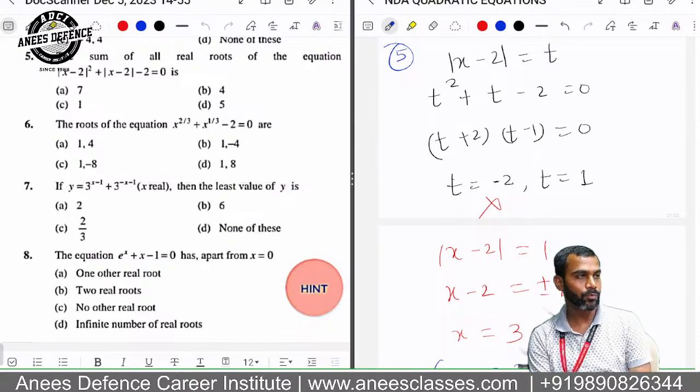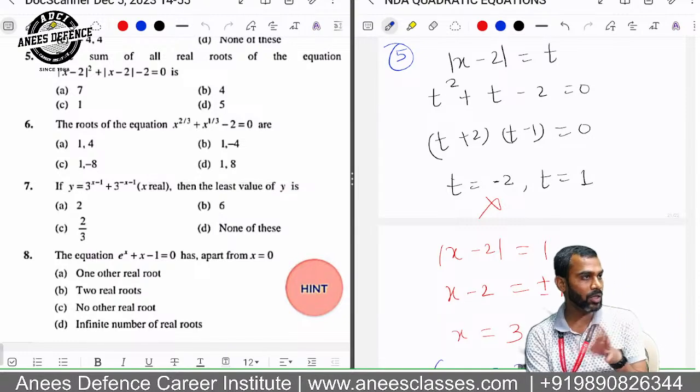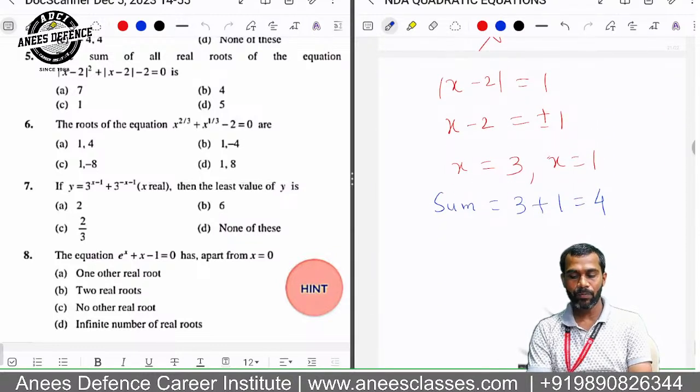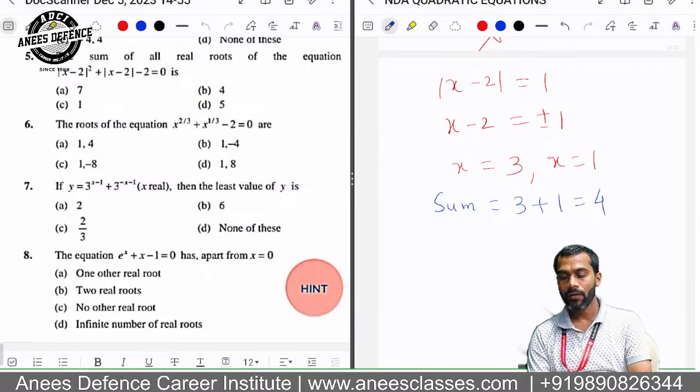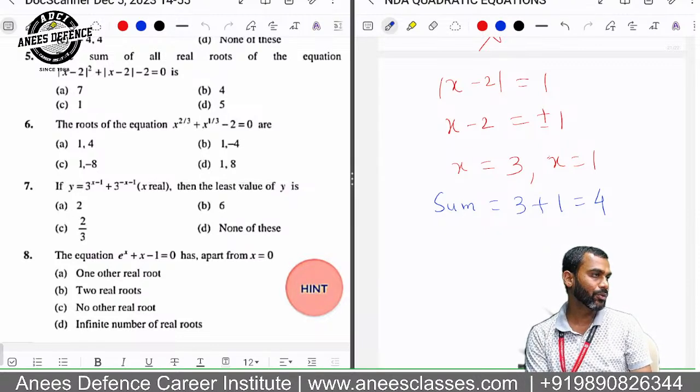So what is t? t is mod x minus 2. So if we remove mod, x minus 2 becomes plus minus 1. Yes or no? Now x minus 2 is equal to plus minus 1. Now you take the positive sign, and you'll get x is equal to 3. And then you take negative 1, it becomes 2 minus 1, that is 1. Now we need to add both of them, because they have asked the sum of all the real roots. That is 3 plus 1 is equal to 4. Understood? Samjha?